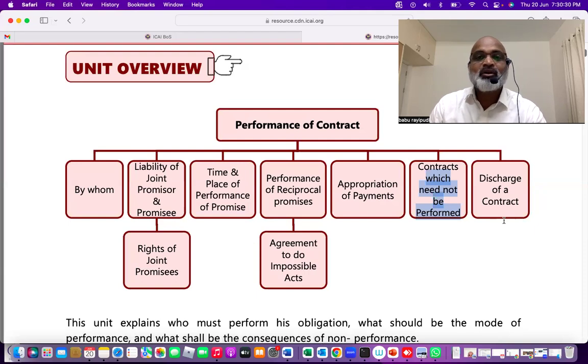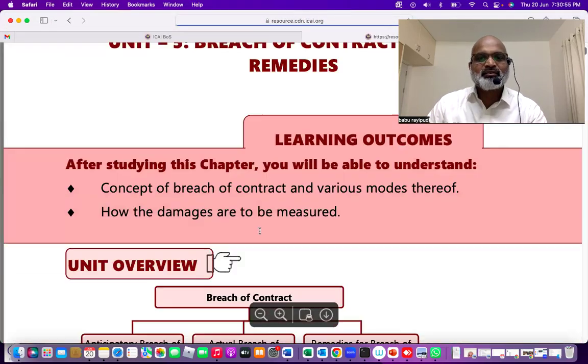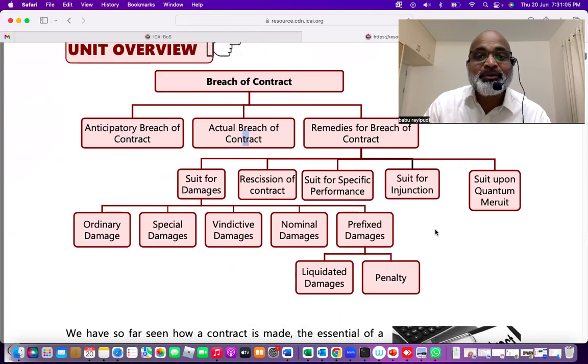When it comes to discharge of contract, modes of discharging contract, sections, I'm telling you to analyze. I repeat once again: time and place of performance of contract, performance of reciprocal promises, then contracts which need not be performed, sections you see carefully, and discharge of contract, meaning modes of discharge of contract. Yes, that one you go through. Then in breach of contract, here itself, the difference between anticipatory and actual breach, go through once. And do not skip remedies for this lesson.